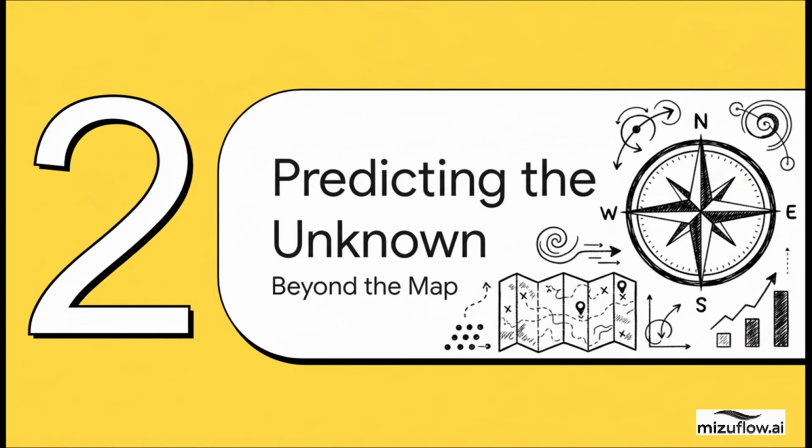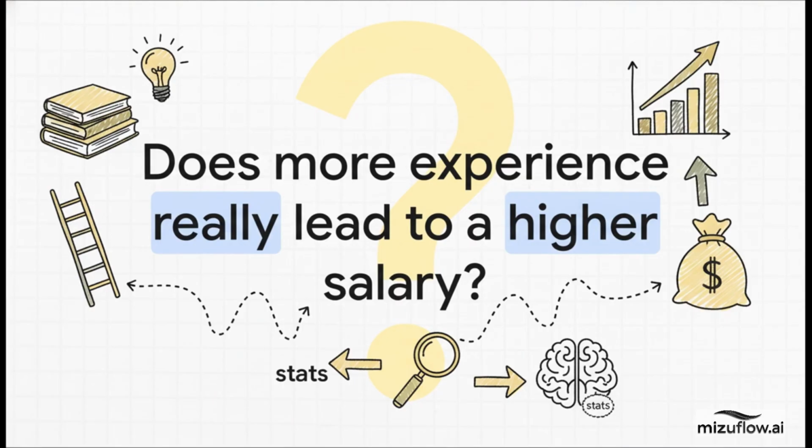Okay, time for part 2, navigating beyond the map. We've described our data. Now, let's actually use it to make some predictions. It's time to pull out the compass. And now we can start asking those juicier questions, right? Like, we have a hunch that more experience probably leads to a higher salary. But can our data actually prove that? Can we put a number on that relationship?